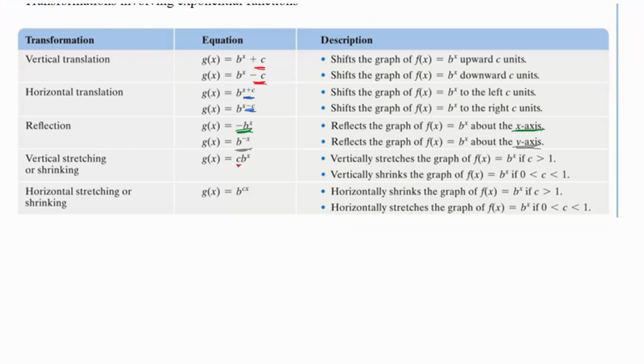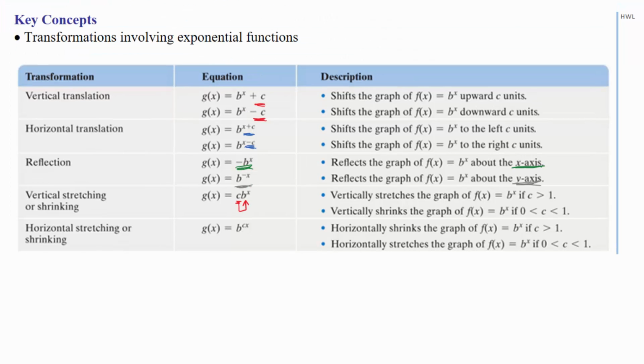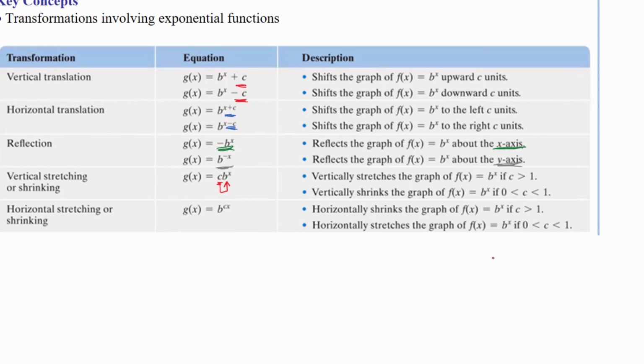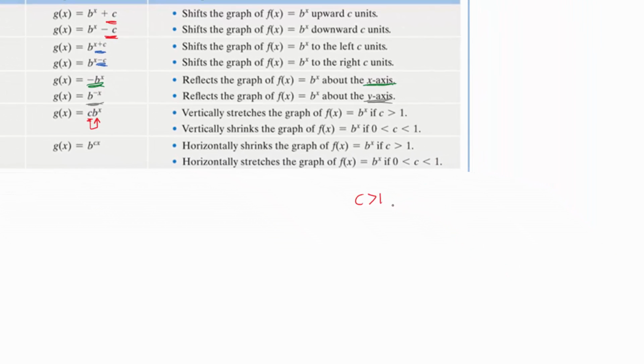Now, a constant multiplied by the whole exponential function. Here the constant c is multiplied to b to the power of x. This would vertically stretch or shrink the function based on its value. If the constant c is greater than 1, then it would stretch the graph. However, if c is just a decimal, then it would shrink the exponential graph.